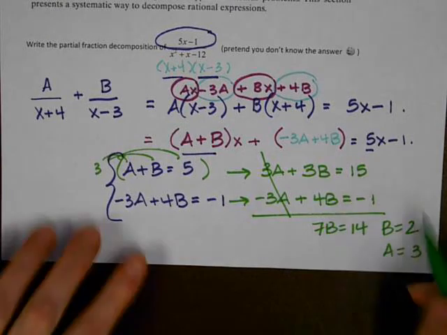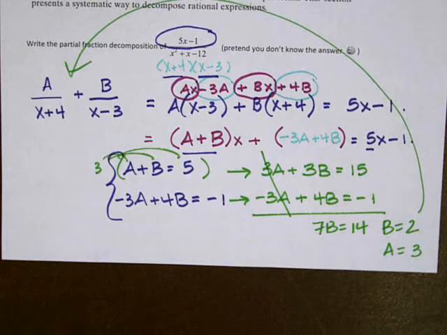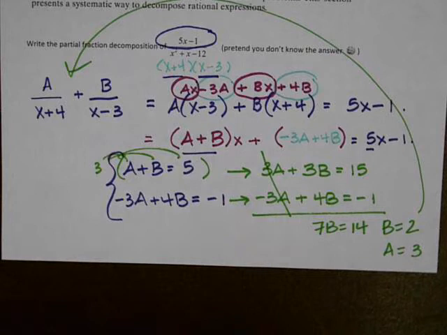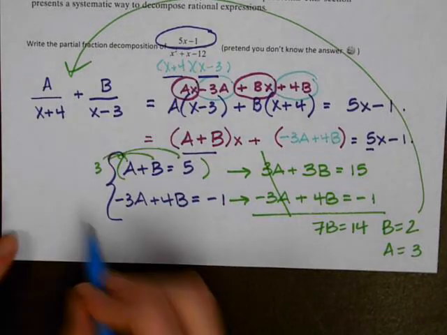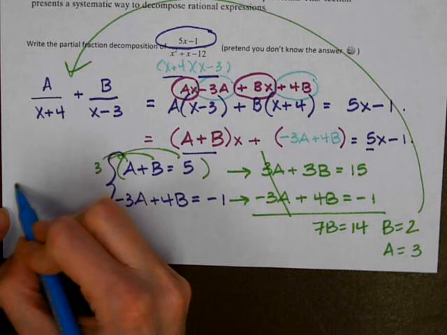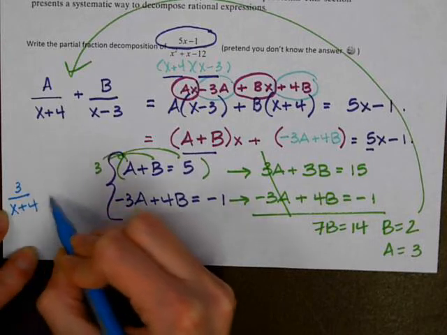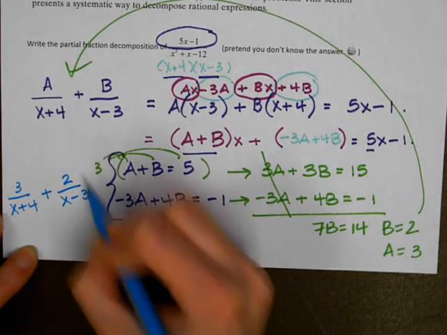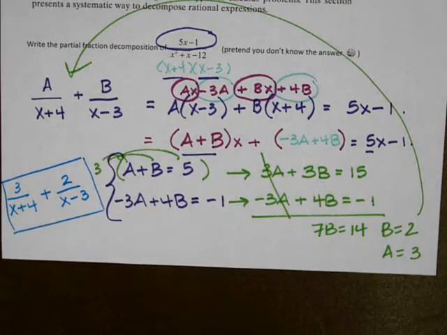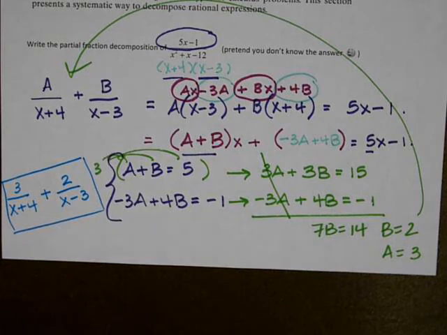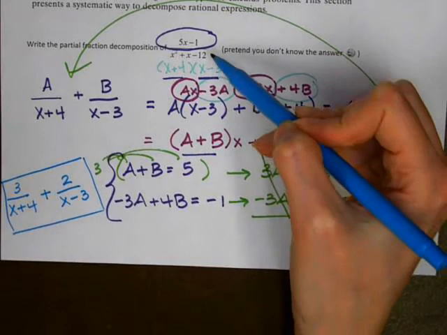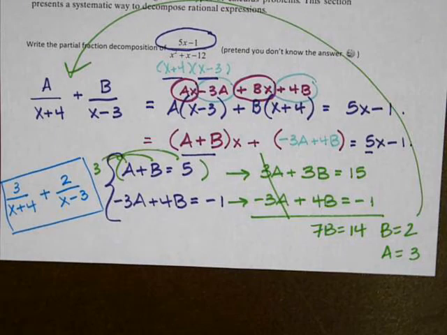And then final answer is just plug them back in to see what the initial fractions were. All right, so final answer, write the partial fraction decomposition. It would be A, so 3 over x plus 4, plus B is 2 over x minus 3. That's it. And then if you want to check your answer, add these together, get a common denominator. You should end up with this. All right, let's try one more of those.